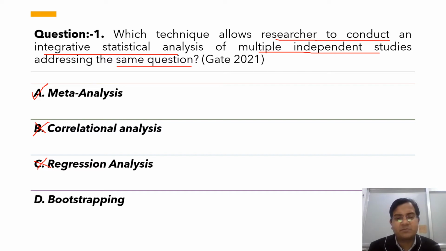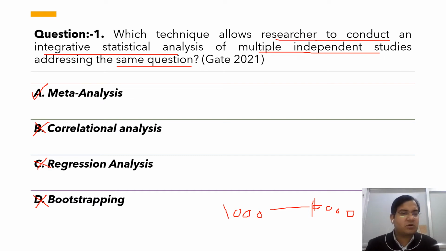And bootstrapping is not the right answer, because we generally use bootstrapping whenever we have the data. Suppose we have data of 1000 individuals, and we want to see what our possible or expected result would be if we increase the data up to 10,000. So bootstrapping is generally used to enhance our sampling and the expected result. So these are wrong answers, and meta-analysis is the only right answer.